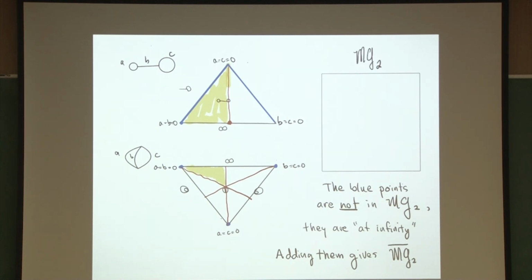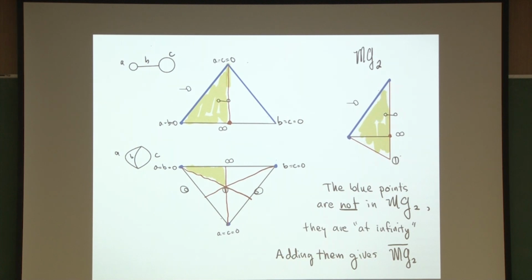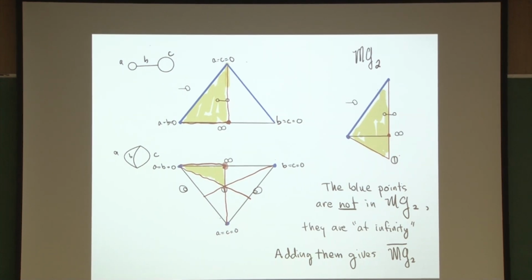And so the entire picture for n equals 2 looks like that. Just the yellow stuff. They're glued together because the bottom of this guy is the same as the top of this guy. So I want to say again that the blue points in this picture are not actually in MG2. Think of them as at infinity. And you can, if you like, add them, and you get something called MG2 bar.